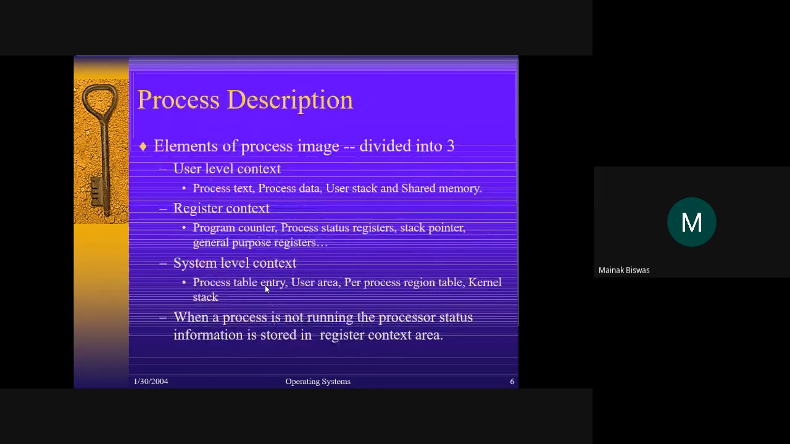So process description. So what are the elements of a process image, right? So it is divided into three parts. So one is the user level context, one is the register context, one is the system level context. এখন পর্যন্ত সবাই তোমরা বুঝতে পেরেছো তো?